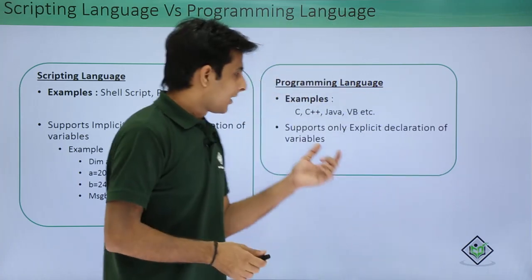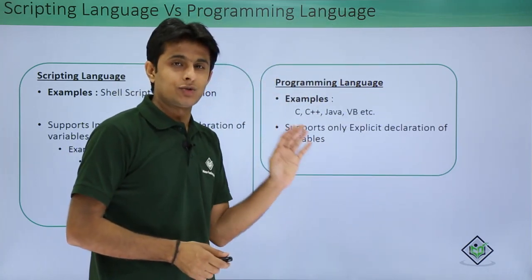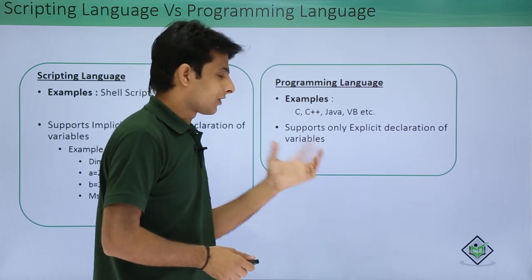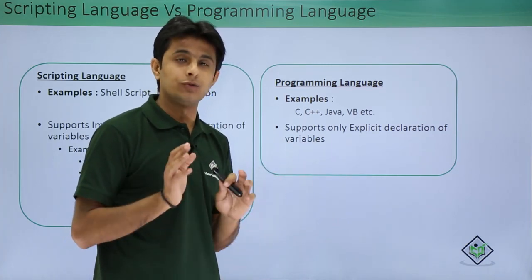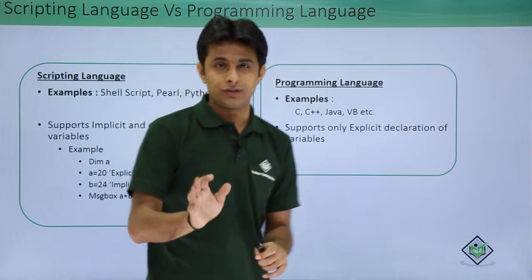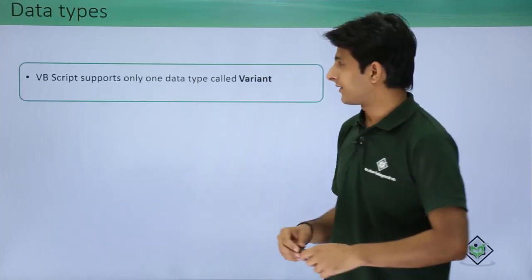On the other hand, a programming language only supports explicit declaration of variables. Implicit it doesn't allow. You have to declare a variable, otherwise you cannot use it, right? So that's the major difference.